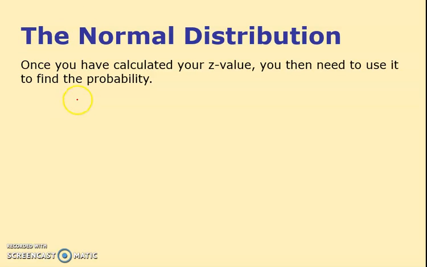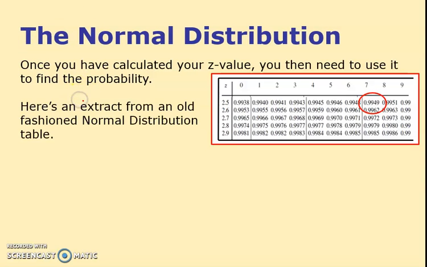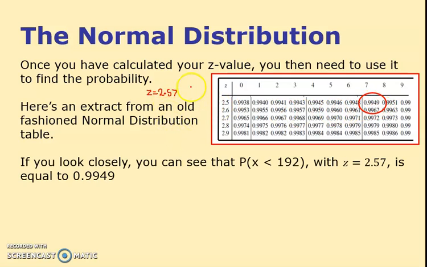Now, traditionally, what you had to do was look in a table. Here's an extract from an old-fashioned normal distribution table. I've only copied in some of it. It actually started at 0 and went all the way down to certainly 2.5. Ours was 2.57, so to use 2.57, you went down to the 2.5 row, you went across to the 7 row, and it told you the probability. In this case, it says 0.9949. So this is basically what you do.